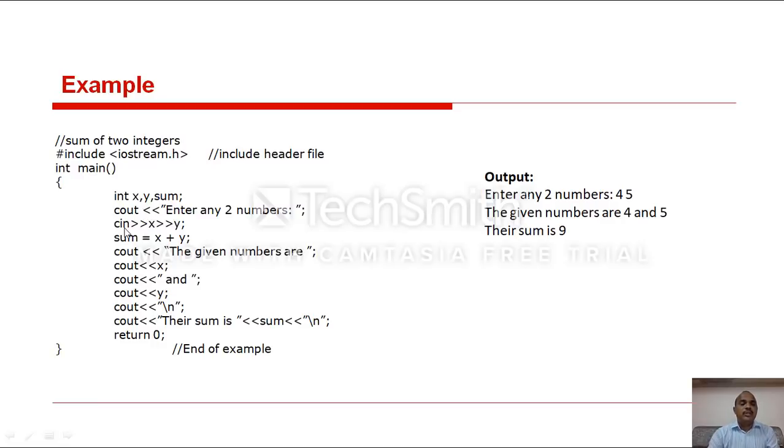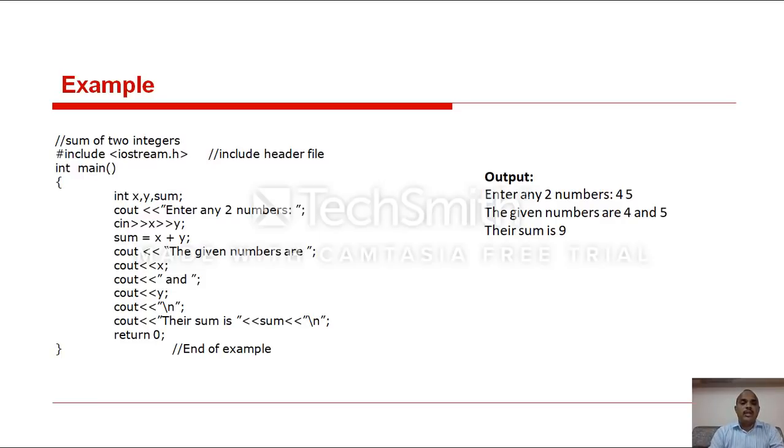Then cin is an input statement. These two symbols, double greater than, are called extraction symbols. Clear, all of you? Cout is an output statement, like printf in the C language. Cin is an input statement, like scanf in the C language. Here cout is an output statement in C++, and cin is an input statement in C++.